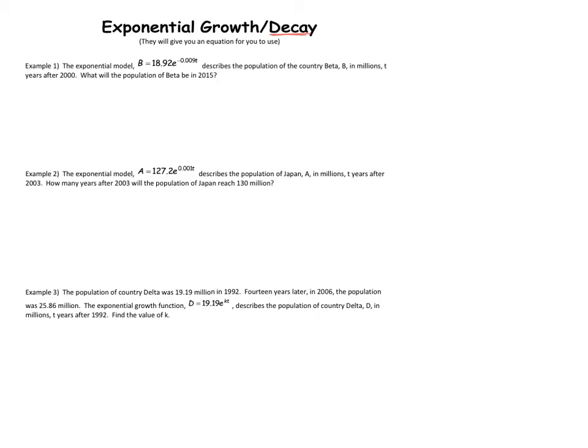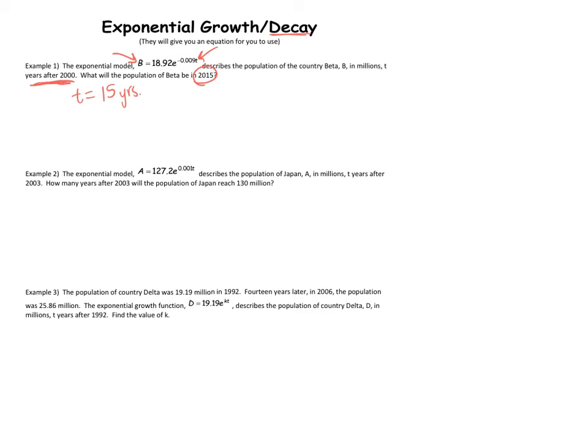It says in the exponential model, b equals 18.92 e to the negative 0.009t. It describes the population of country B, beta, in millions, t years after 2000. What will the population of beta be in 2015? So let's look at what they gave us. The only variable that I'm looking for is either going to be t or b. Now they told us that t is going to be years after 2000, and they gave us a year of 2015, right? So when I look at that, that means they're giving us a t of 15 years, okay?